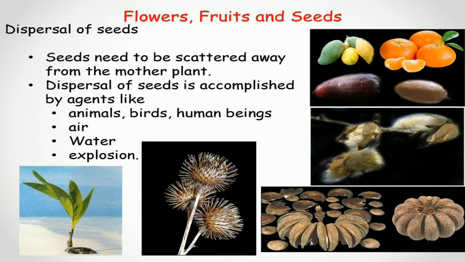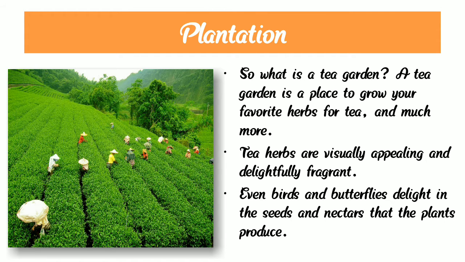So children, you all understand that leaf or flowers grow into fruits. So now we are going to learn the next slide, and it's tea and coffee cultivation.